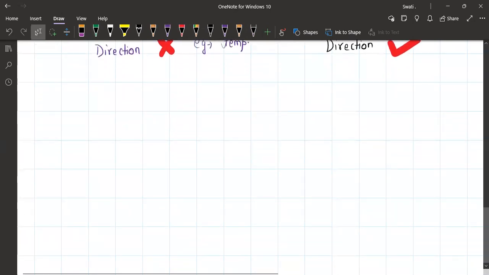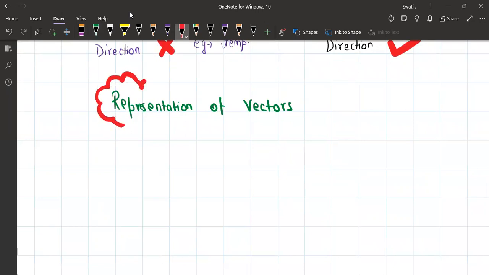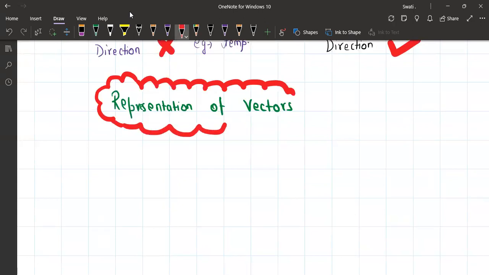Now let us talk about vectors in detail. First of all, let me tell you how we represent a vector. So now we are going to understand the representation of vectors. In this video, I'm not going to take any questions. I'm just talking about the basics of vectors. For the questions part, I'm going to make another part where I'll be solving a lot of questions for you, and those questions will be from NCERT.